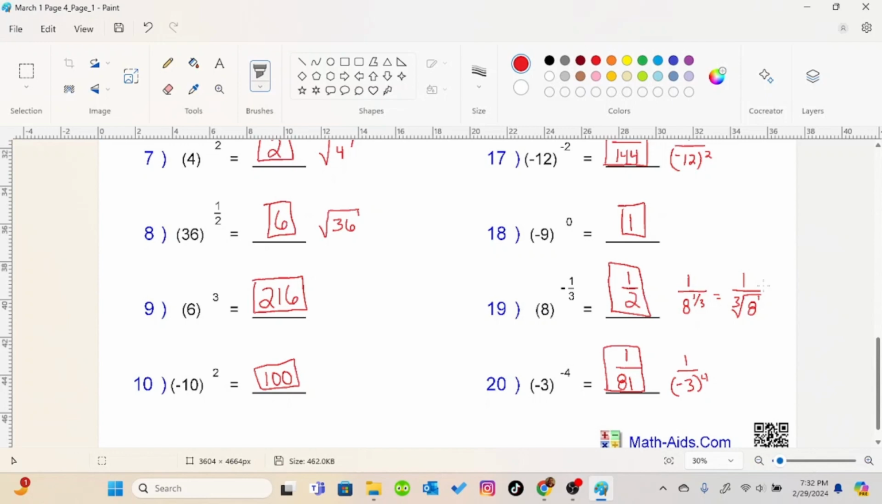If you have any questions about how to evaluate exponents, please use class time to ask for clarification.